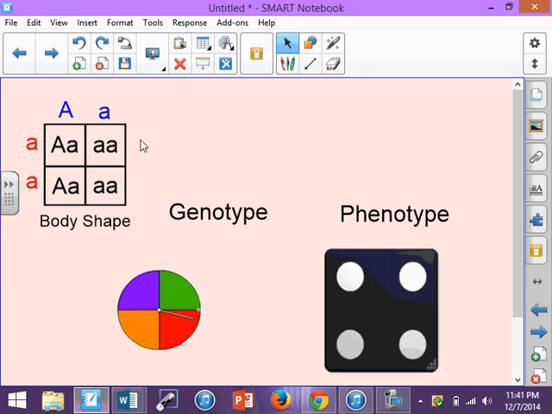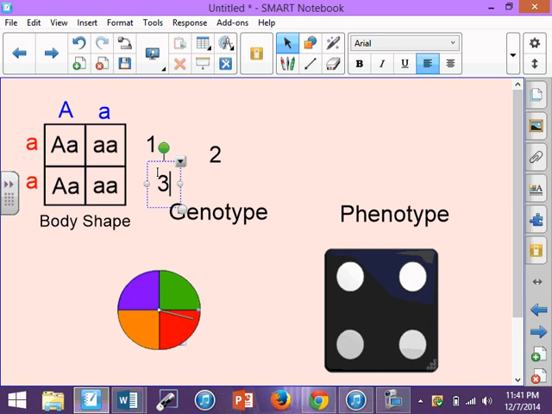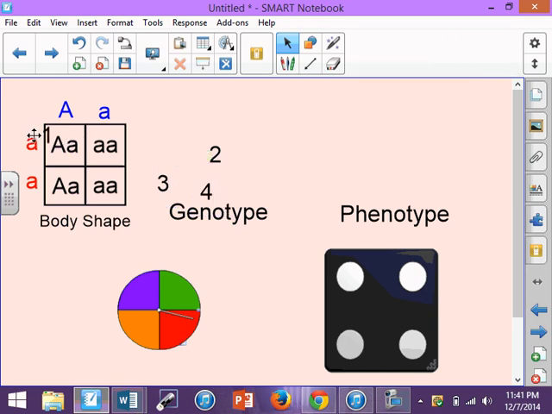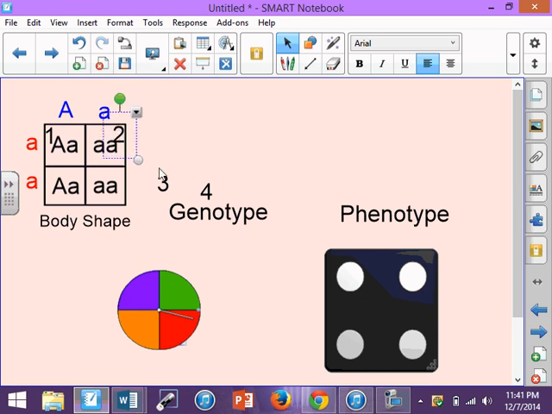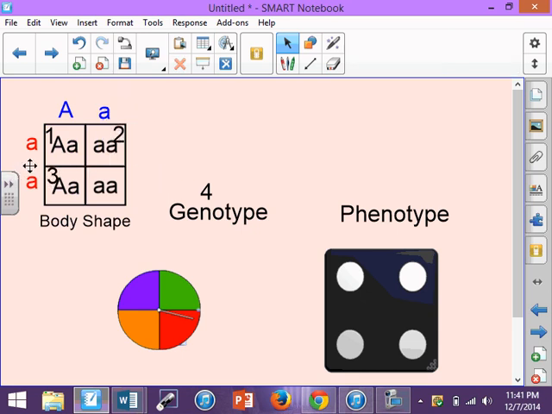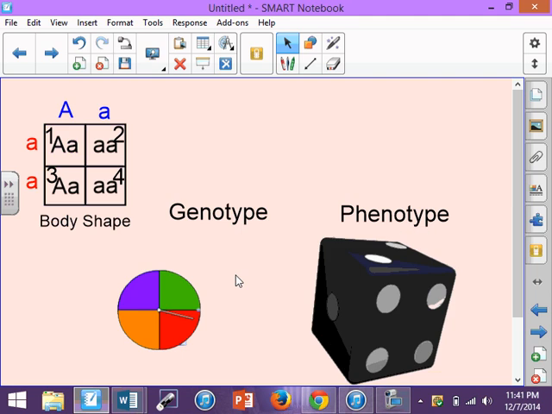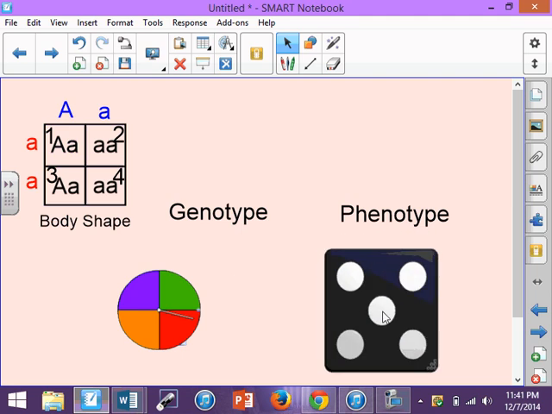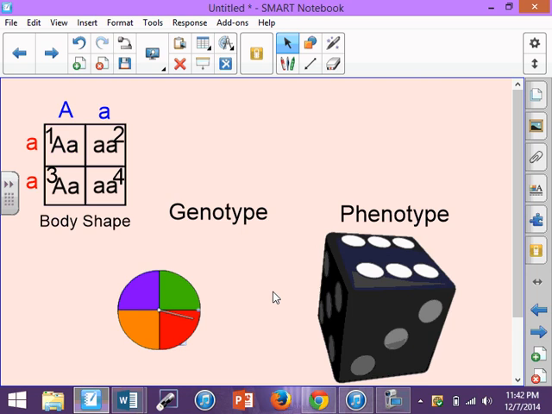And if you remember, we labeled our boxes 1, 2, 3, and 4 when we did our earlier Punnett squares with the smiley faces. So now that we have 1, 2, 3, and 4, here's what we're going to do. You're going to roll the die, and whenever it lands on a 5 or a 6, you're going to ignore it because there are only 4 boxes. So I'm going to keep on rolling.